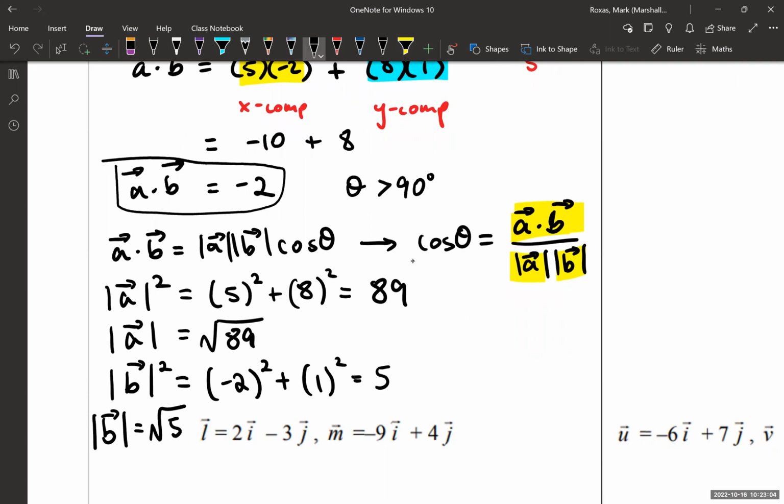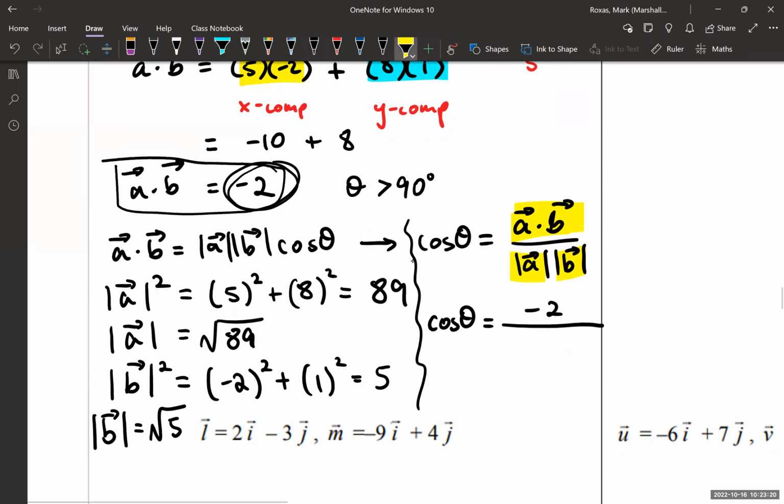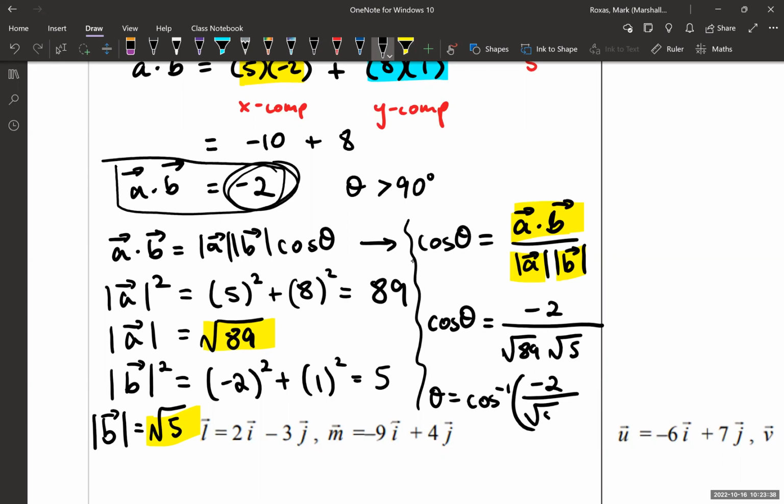Okay, so you take that and put it into your formula. Cosine of theta equals A dot B, which we established is -2, divided by the magnitude of A, which we established is root 89, and the magnitude of B, which is root 5. So we have the square root of 89 times the square root of 5. And if you recall how to find theta, you have to use the inverse. So theta equals the inverse cosine of -2 over root 89 root 5.